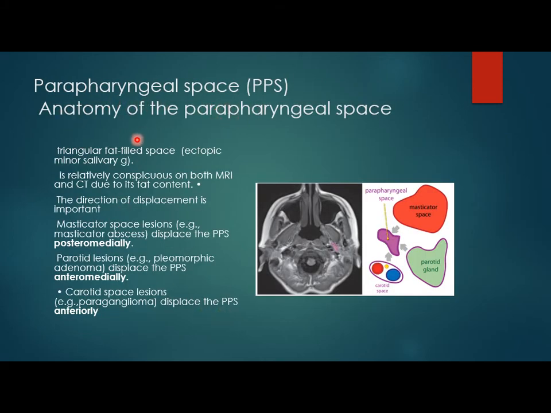Parapharyngeal space: this is the triangular fat-filled space here. It is a potential space, and it's important to know it because it is displaced by pathology in nearby spaces. For example, if you have a masticator space abscess or mass, it displaces the space posteromedially. If we have a mass in the parotid gland, like pleomorphic adenoma, it displaces it anteromedially. If you have a mass in the carotid space, like a carotid body tumor or paraganglioma, the space is displaced anteriorly. So it's important to know this, and this potential space only contains fat or some minor salivary glands.